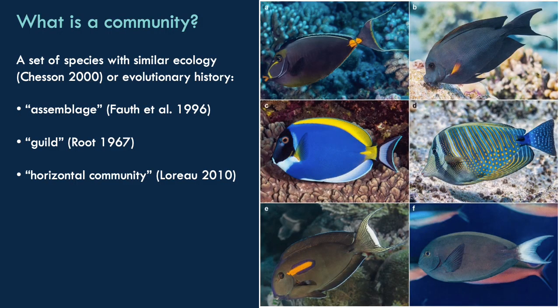Beyond the interactions, the other guiding principle here is that we can look at species with similar ecology or evolutionary history, which form these assemblages, guilds, or horizontal communities. And one great example are your surgeonfishes from earlier. You can tell by looking at these 6 fish right there, they all kind of look similar. They're all in a reasonably similar size spectrum. They all do reasonably similar things. So they're a great community to study.